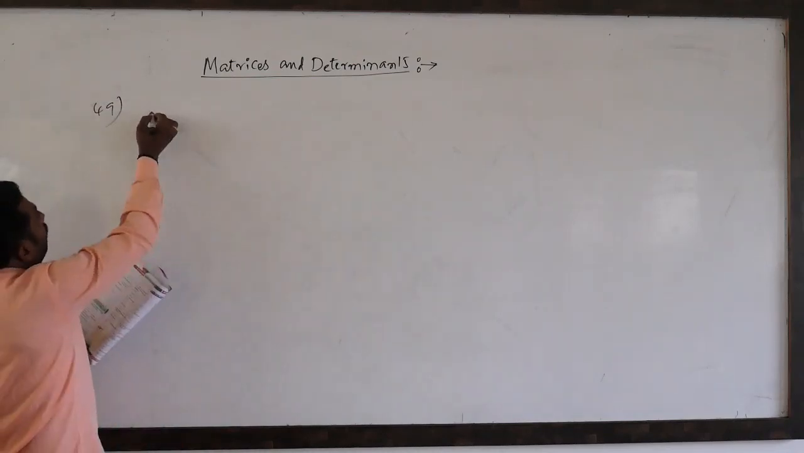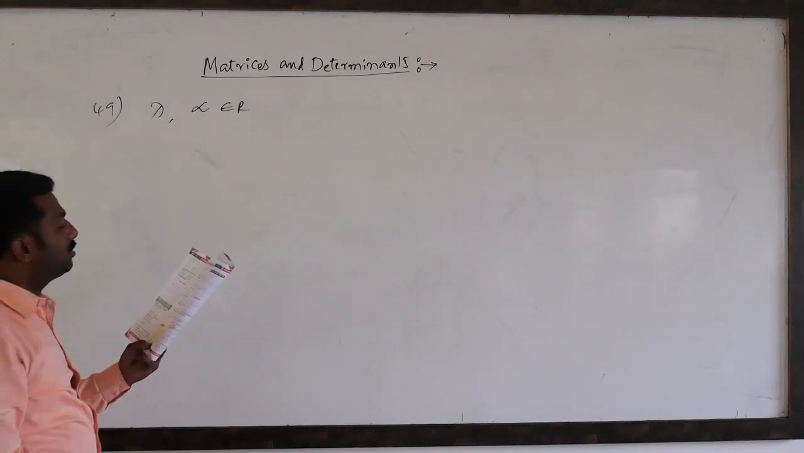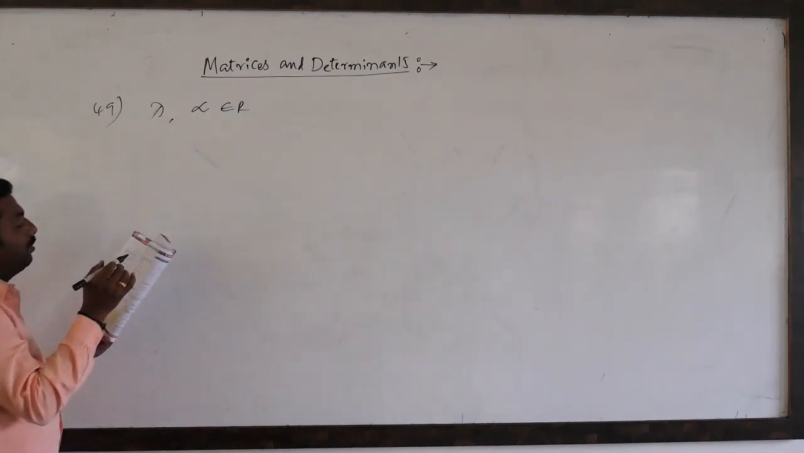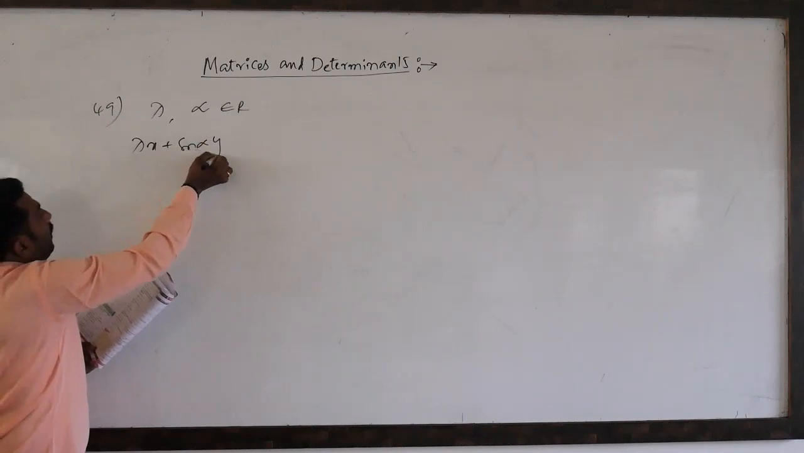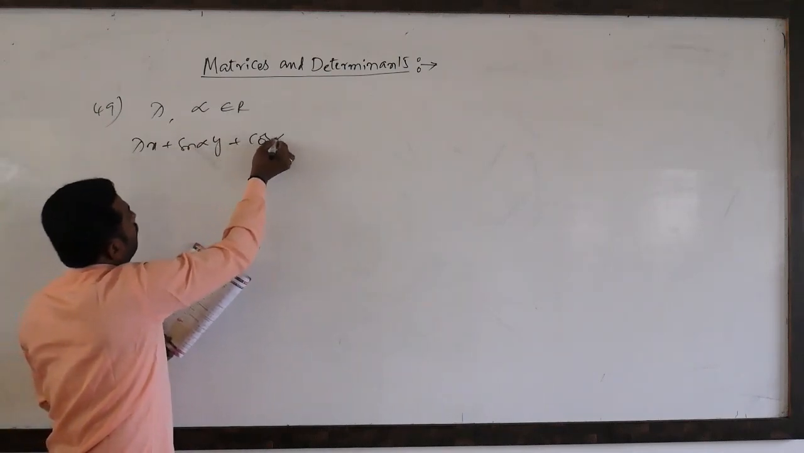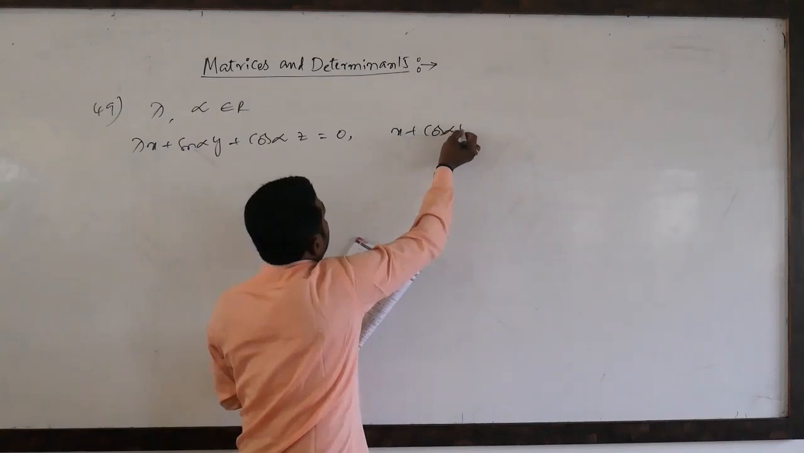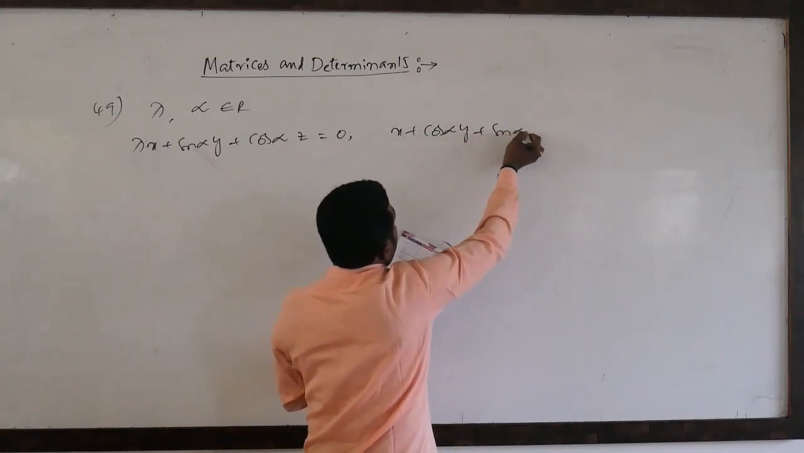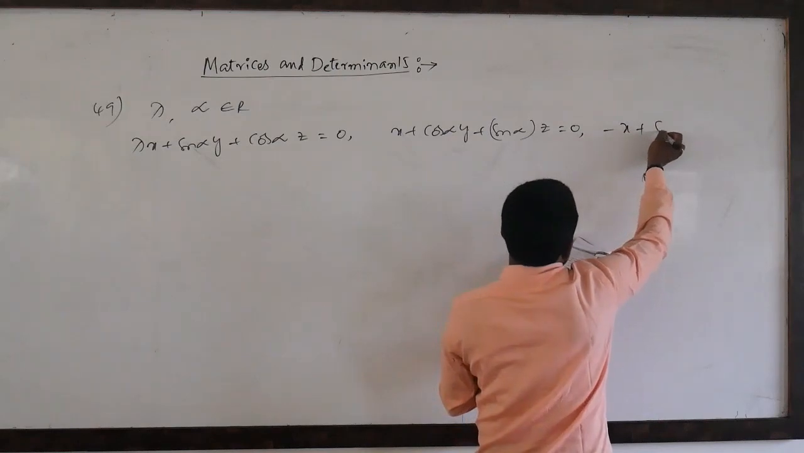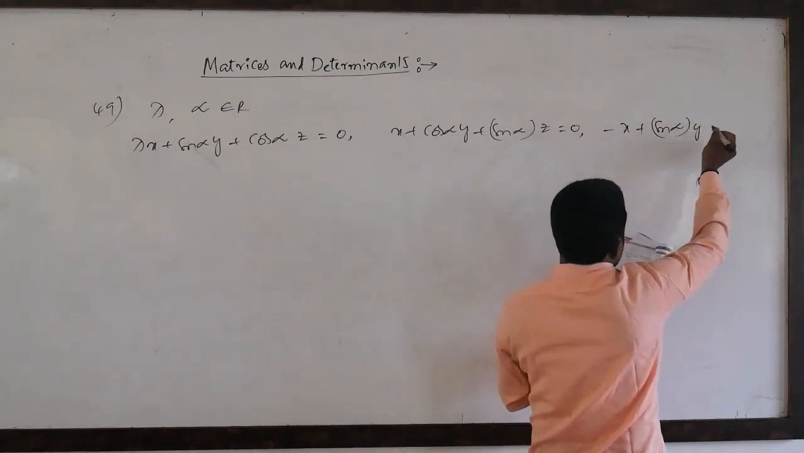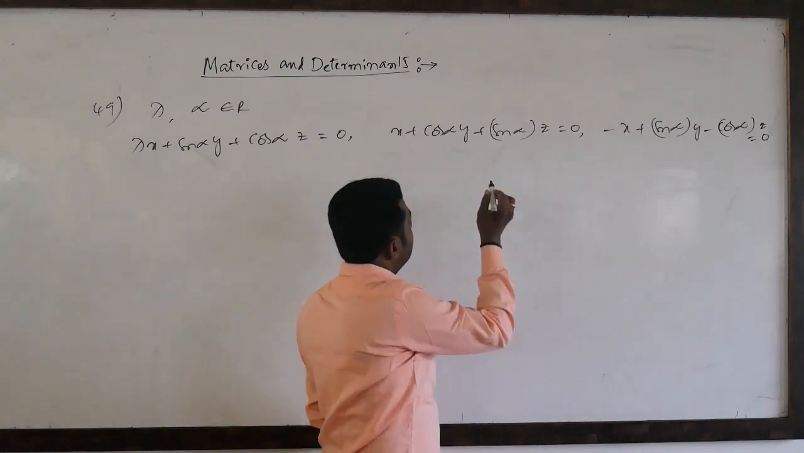Let lambda and alpha be real numbers. Then find the set of values of lambda for which the system of linear equations lambda x plus sin alpha y plus cos alpha z equal to 0, x plus cos alpha y plus sin alpha z equal to 0, minus x plus sin alpha y minus cos alpha z equal to 0 has non-trivial solutions.